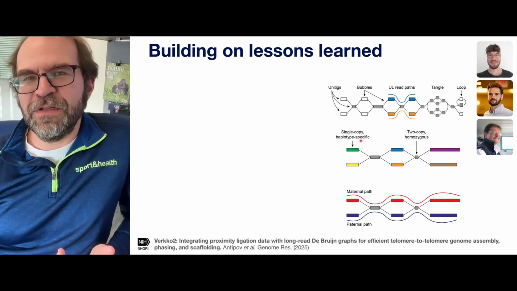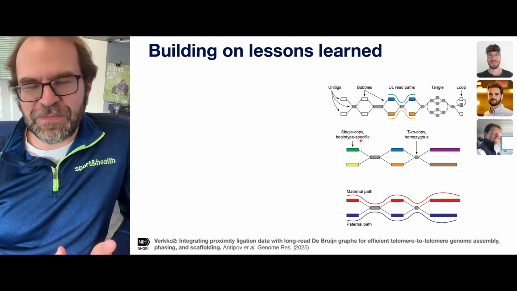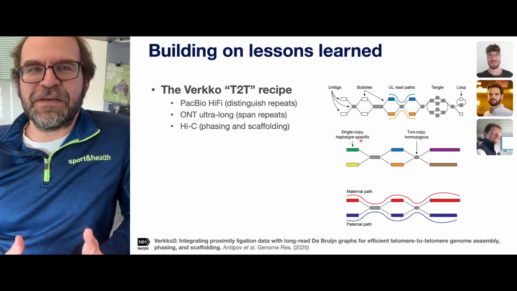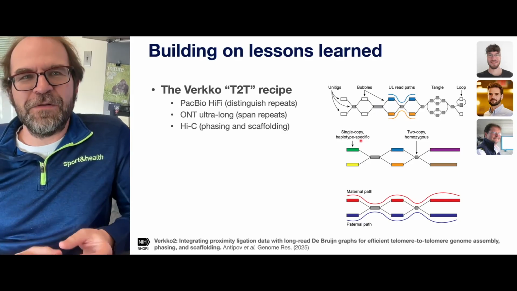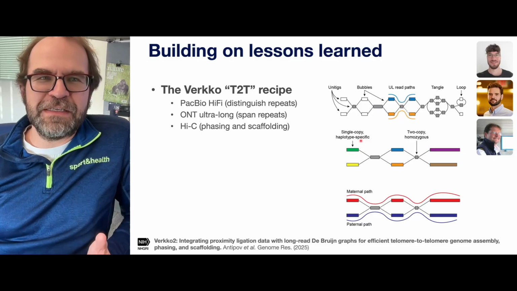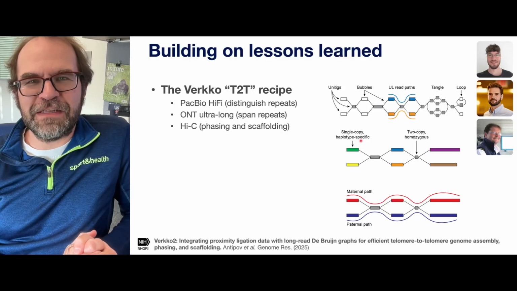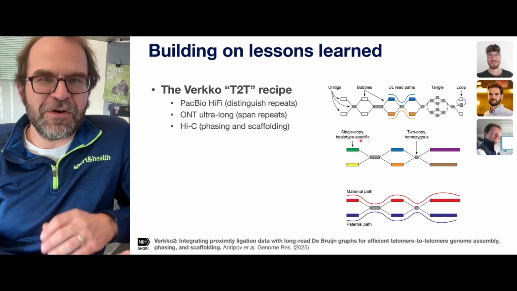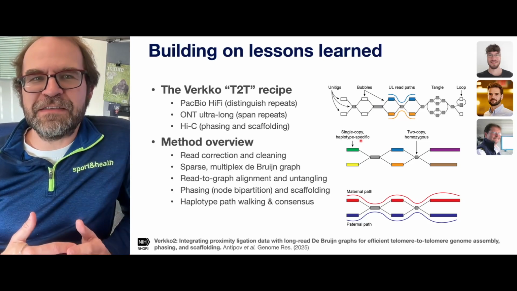This was a very manual process, but we took everything we learned from that and built it into our software called Verkko, the genome assembler, and this is an automated way to reproduce what we did. The recipe that it uses, so the data types that are input here, is PacBio HiFi data, and this lets you distinguish repeats that are almost identical. ONT ultralong, which lets you span repeats that are identical and very long because these reads are extremely long, megabases long, and Hi-C, which lets you phase and scaffold the data. So essentially it tells you when two things occur in the same molecule, the maternally or paternally inherited chromosomes, assuming a diploid genome.